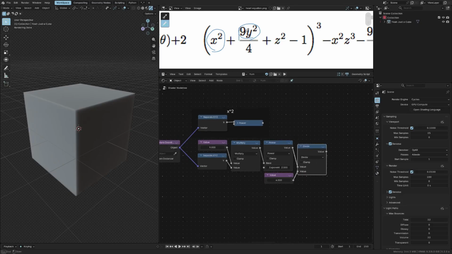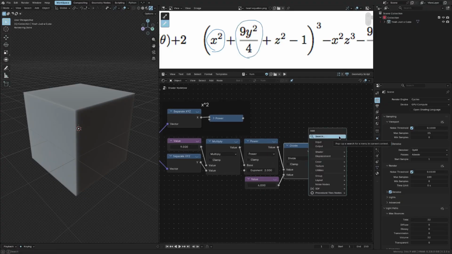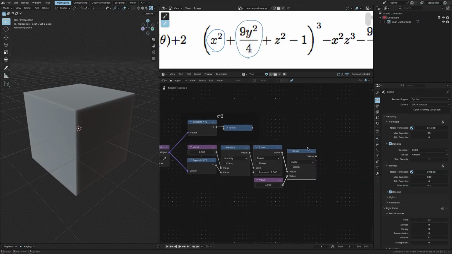We just made this part here, and what we are going to do is put them in a frame. 9y square over 4, basically.